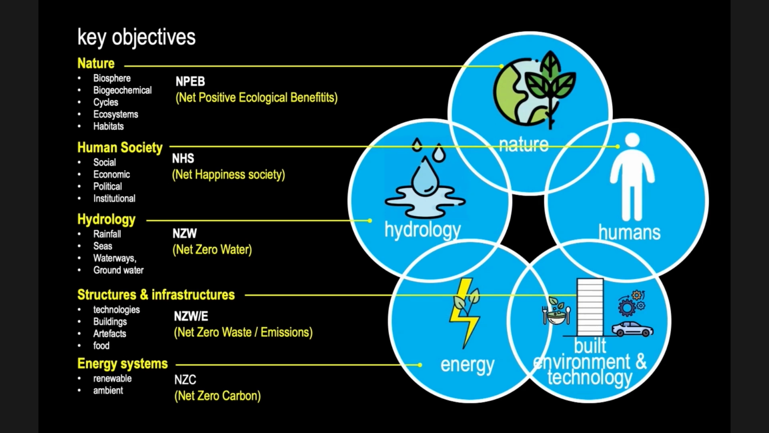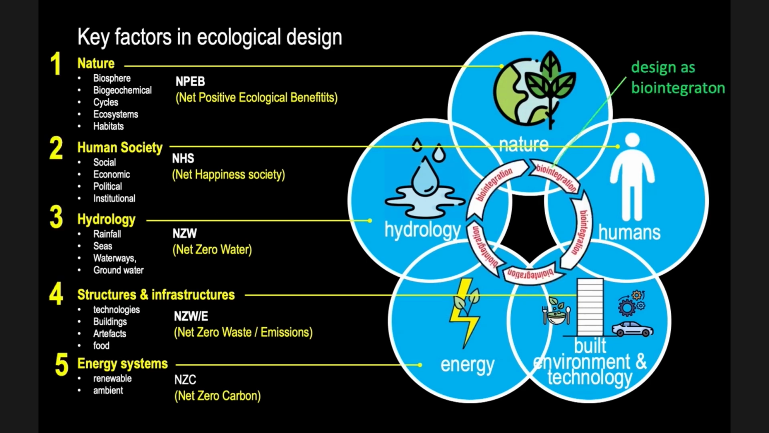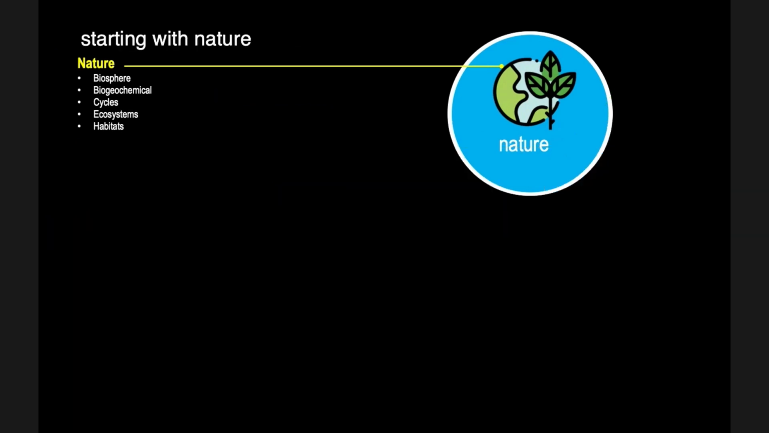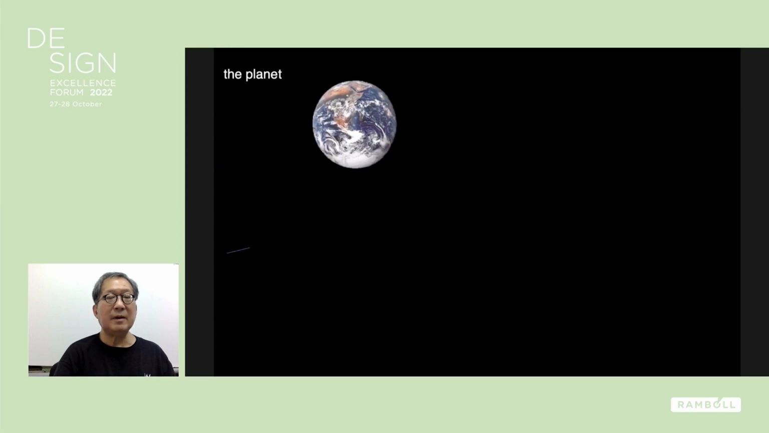And finally, there's energy. Energy is essentially the use of non-renewable sources of energy. If all our sources of energy are renewable, then we need not consider this factor. Design then is one of integration of all these five factors into a whole. And that is the challenge that we must try and achieve in an ecology-based design. Now let's start with nature.